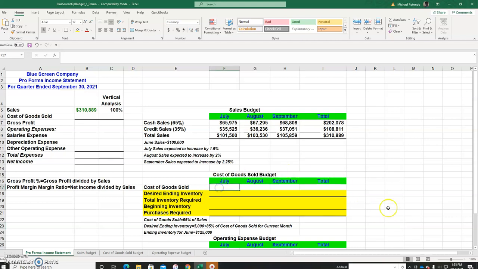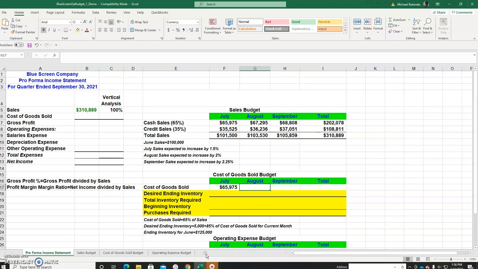So let's focus on the cost of goods sold now. And our cost of goods sold, we're told, is 65% of sales. It's just a coincidence it's the same as the cash sales. So what I'm going to do for July is take July sales of 101,500. As far as the pro forma income statement is concerned, we don't care about what's cash and what's credit. We only care about the total. This will be important when we do the financial budget. But for now, we're going to take the 101,500 times 0.65, or 65%.